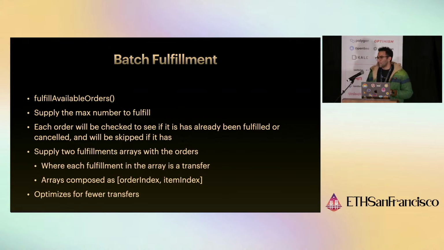For batch fulfillment, there's fulfillAvailableOrders, where you supply a number of orders and the max amount you want to fill. This is helpful if, for example, you're putting in 10 floor orders and you say, I'd like up to 5 of these. Then if certain ones are taken during processing, you can still allow the transaction to go through. With fulfillAvailableOrders, you also supply a fulfillment array, which optimizes for fewer transfers, which also helps on gas usage.